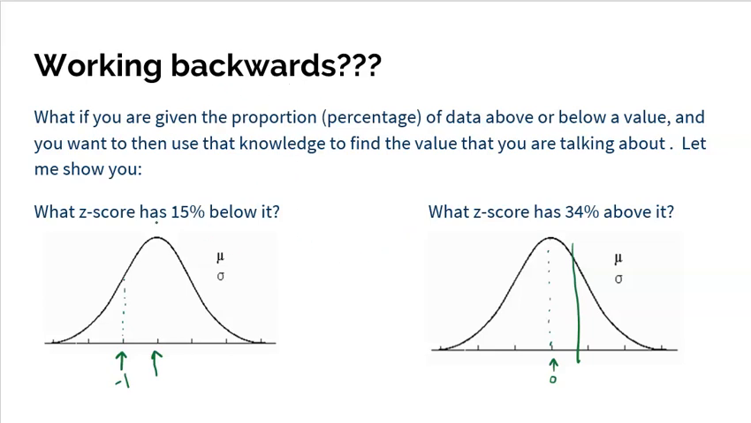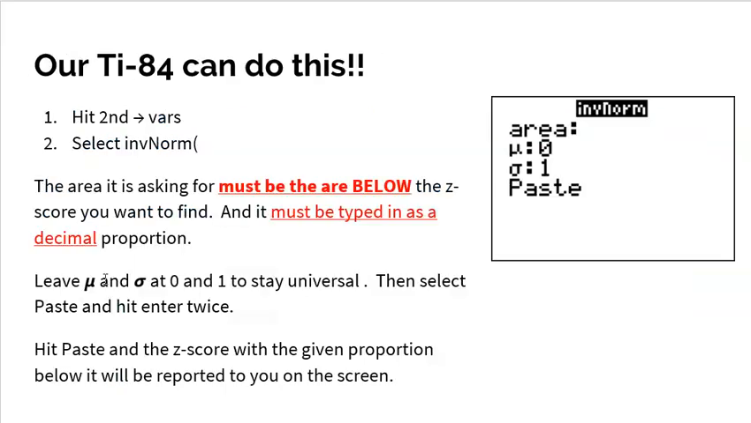And again, let me just repeat, same thing over here, right? I'm trying to find the z-score 15% below it. So I'm trying to find the mark that is 15% to the left, 85% to the right. Where's that mark at? Well, to do that, we have to once again go back to our TI-84s. This time we're going to hit second vars, and right underneath normal CDF, you should see invert norm.